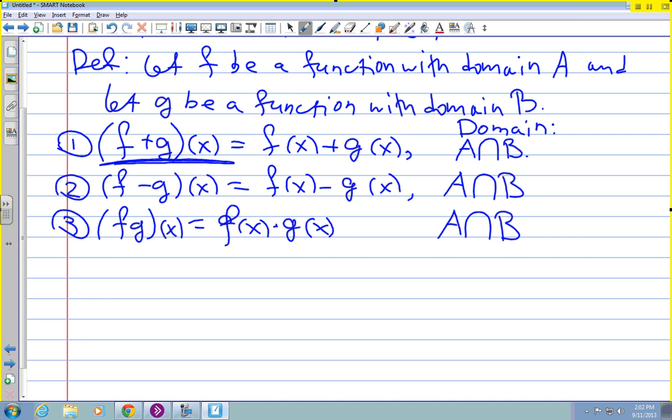If it's A and B, then it includes everything that intersects in both A and B. So it's everything that they both have in common, but not the outsides. Because A might have numbers that are not in B, and g might not work in A or B. So that's why we do the intersection, because we want both functions to function at the same time.